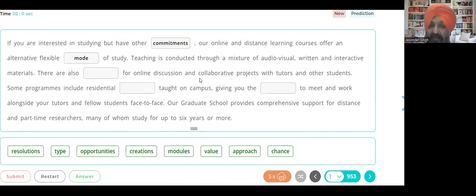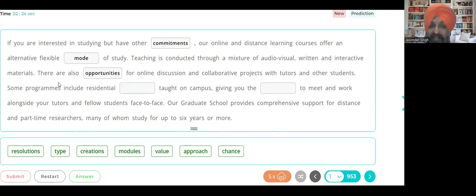There are also dash for online discussion. There are chances, but chances is not given, so it's singular chance. There are chance, no, there is chance should be there, so it's not matching. So there are opportunities. Yes, opportunities is matching. So I'll pick that for online discussion and collaborative projects with tutors and other students. Some programs include residential dash taught on campus. Residential resolutions not possible. So type no, creation no. Yes, which are taught online, which are taught on campus.